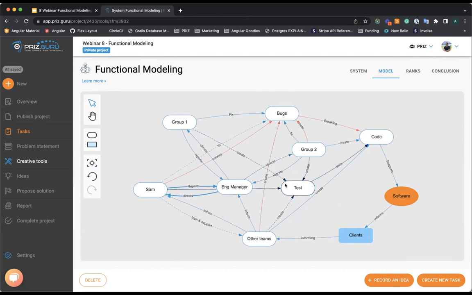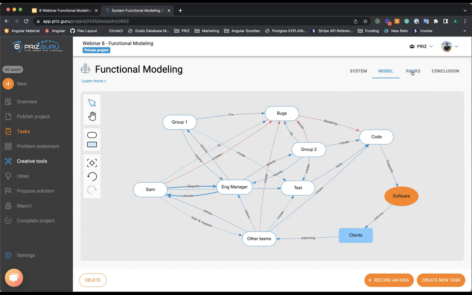Yeah, then again, I don't want to overcomplicate it at this point because test informs all the groups, including the managers, including the other groups. The code doesn't inform the test necessarily. It may. I'm afraid that we're just gonna dive into too many details. Okay.